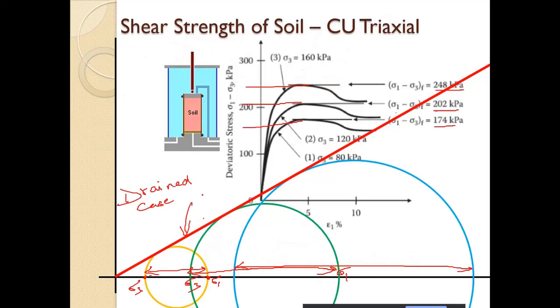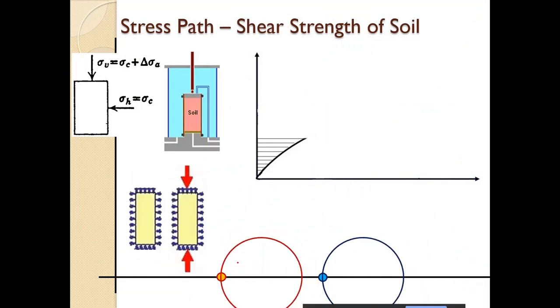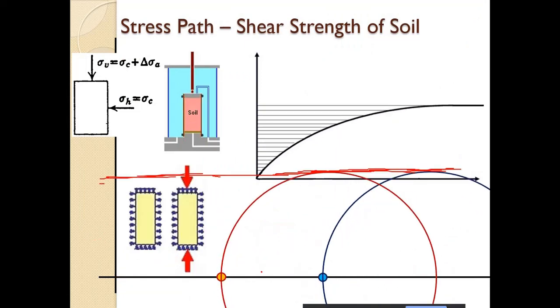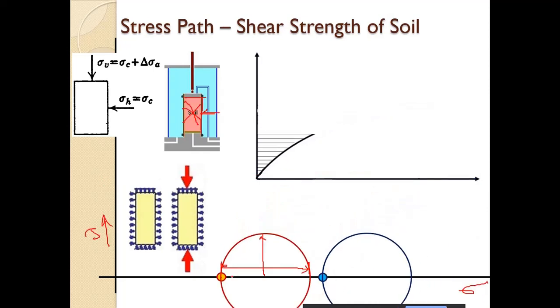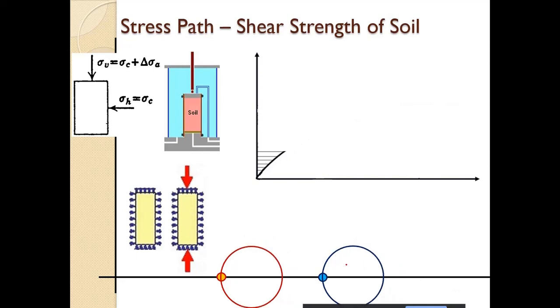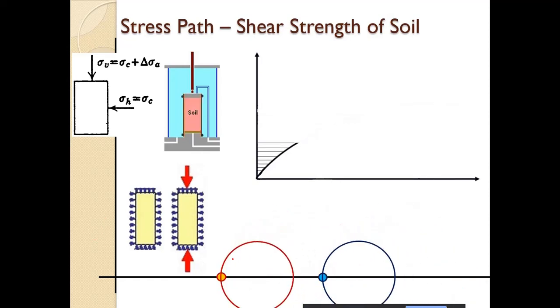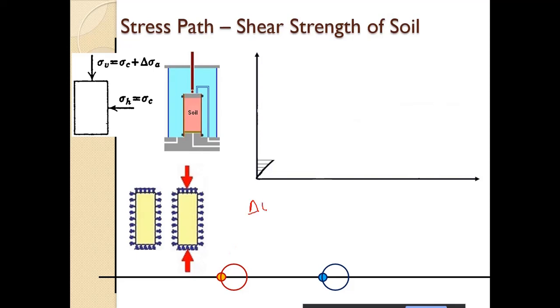Now what we did above was drained, so there was no generation of excess pore water pressure. The way the total stress Mohr circle developed, the same way the effective stress Mohr circle also developed, because I have shown that the pore water pressure remains constant, so delta u is 0. So we have the hydrostatic pore water pressure u, which is this minus this. This is sigma 3 and this is sigma 1.